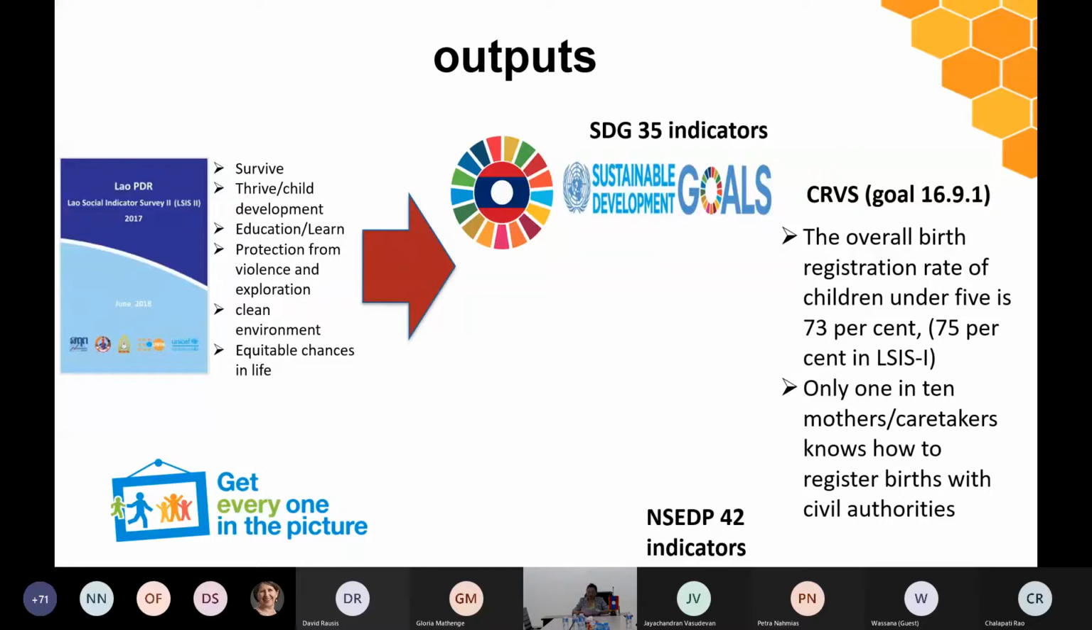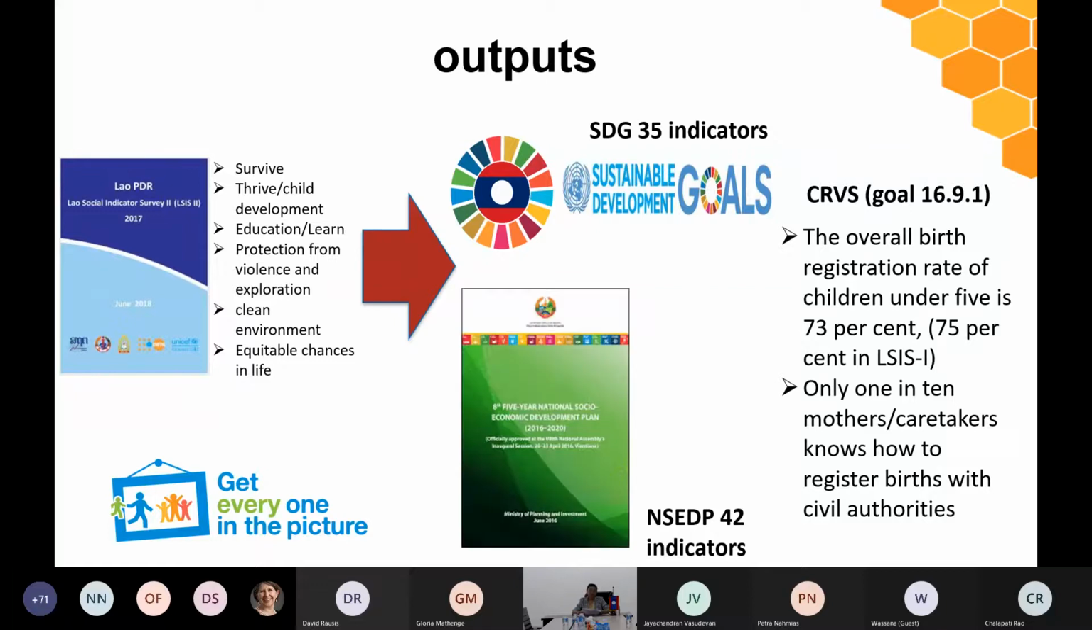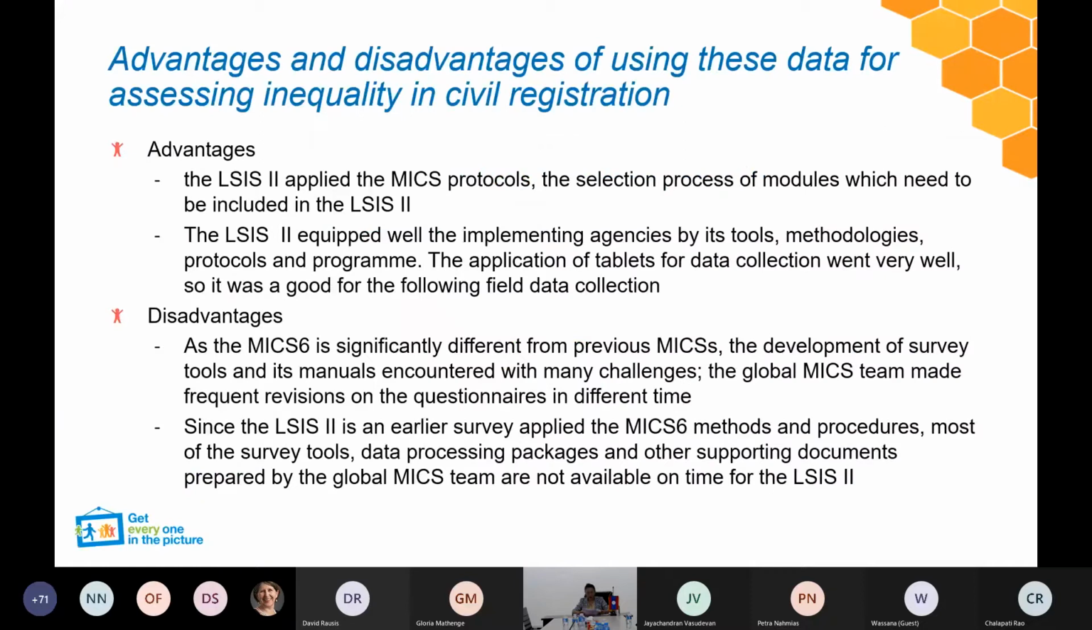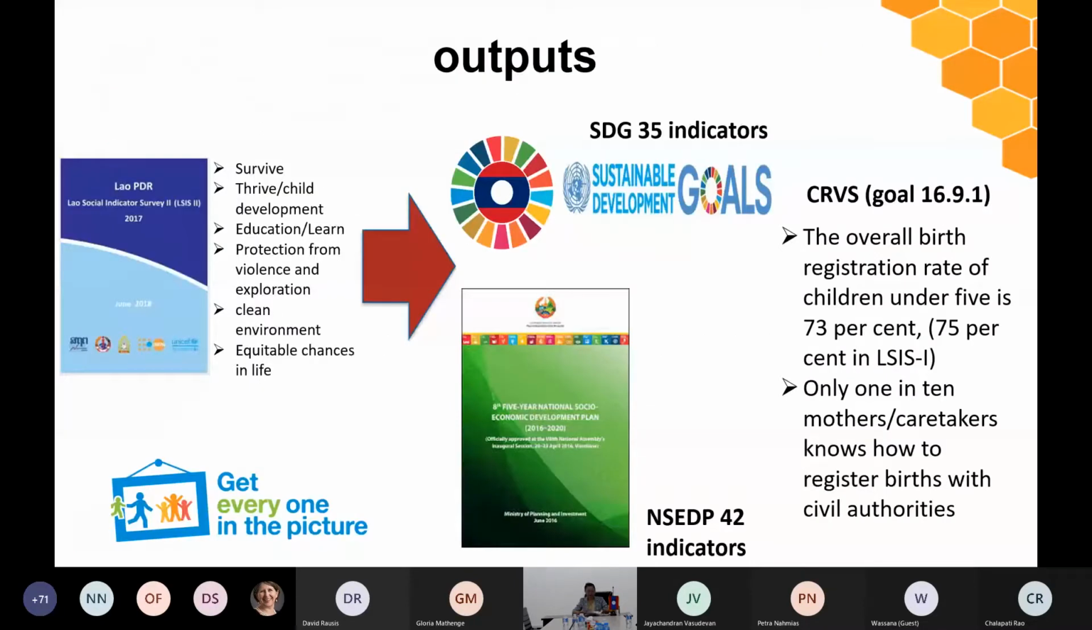And only 1 in 10 mothers or caretakers know how to register birth with the civil authorities. And from here we also got about 42 indicators to support our National Socio-Economic Development Plan.